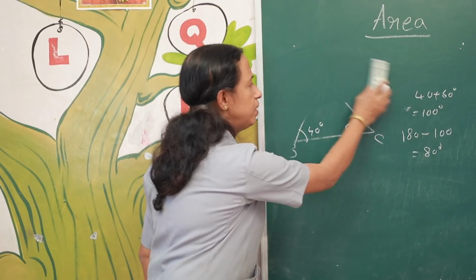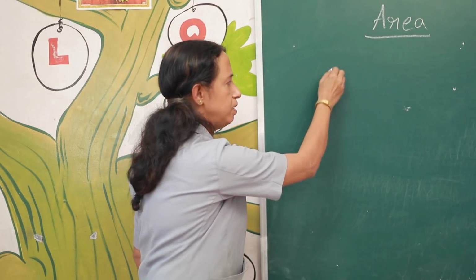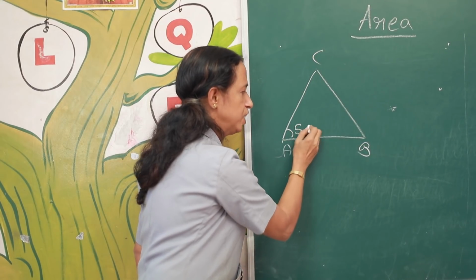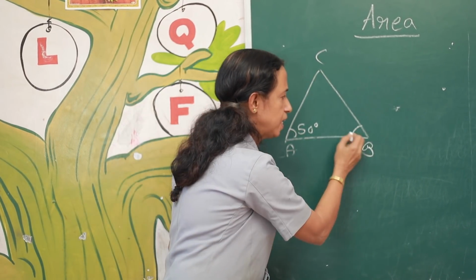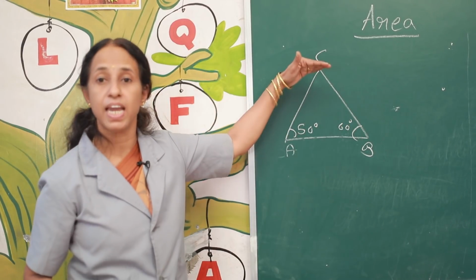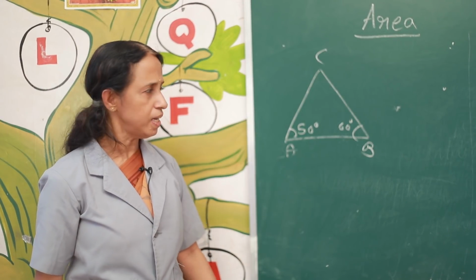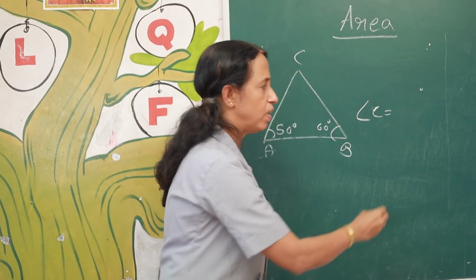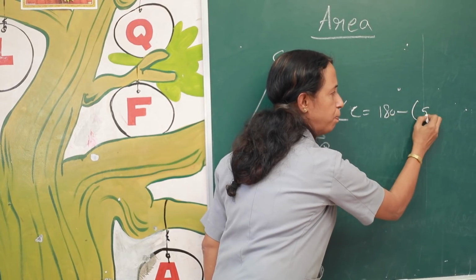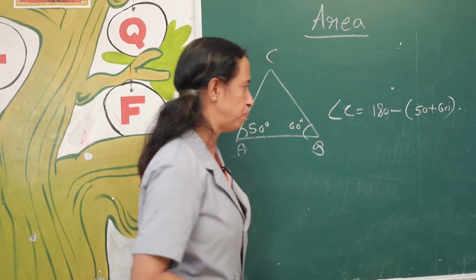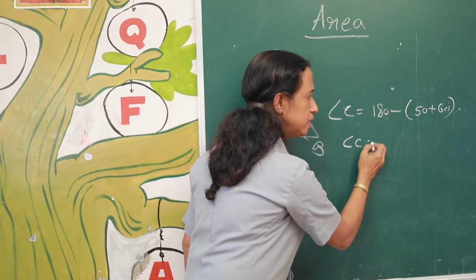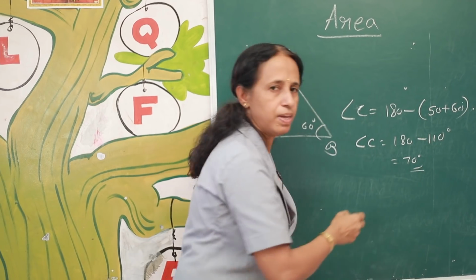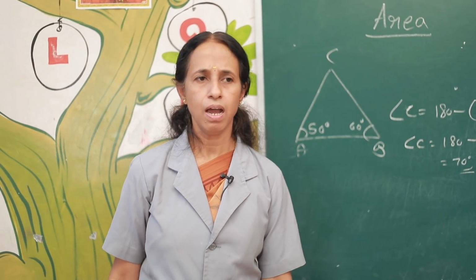Next, take a triangle ABC. This angle is 50 degree and this angle is 60 degree. Find angle C. Angle C is equal to 180 minus (50 plus 60), which is 180 minus 110 is equal to 70 degree. Angle C is equal to 70 degree.